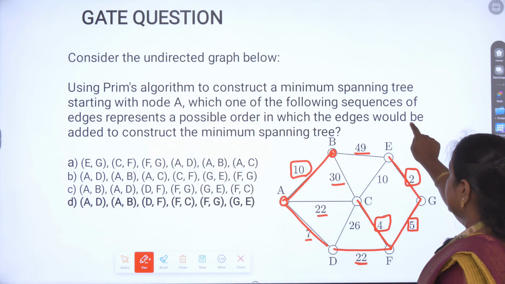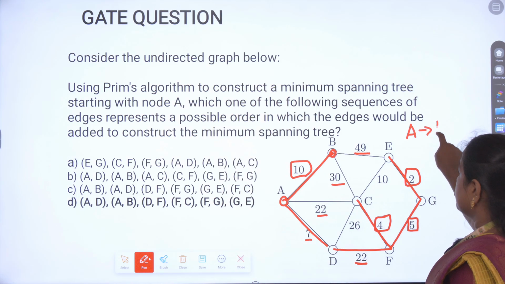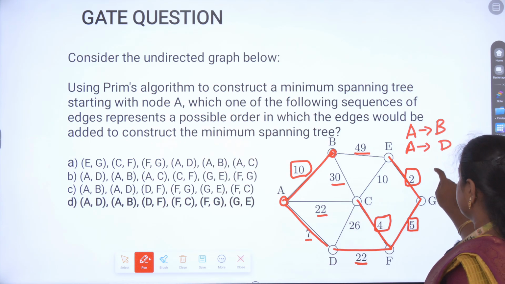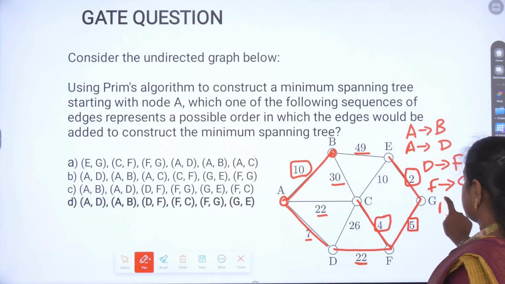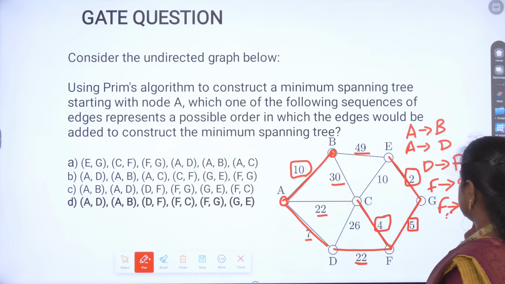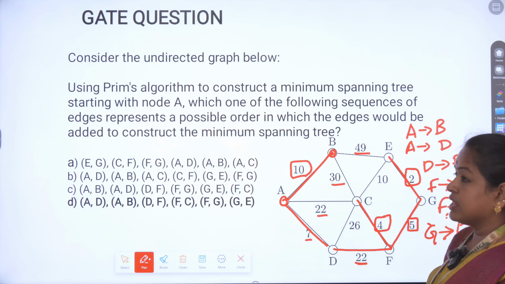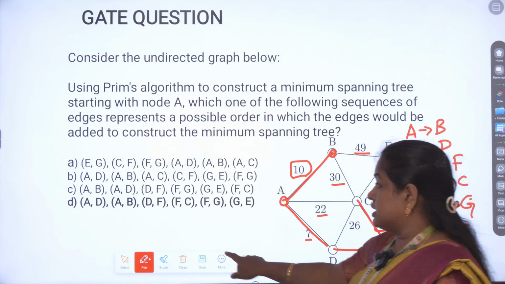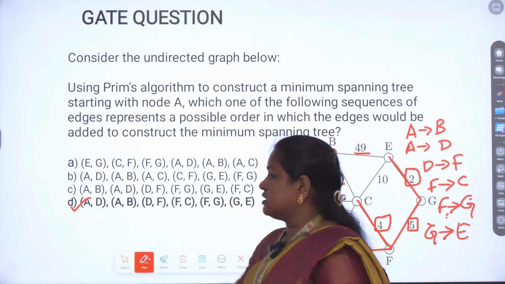So from A, I have traveled to B. From A, I have traveled to D. Then from D, I have traveled to F. From F, I have traveled to C. From F, I have traveled to G. And from G, I have traveled to E. So this is the path we have traveled. So here we have option D, which is the right answer.